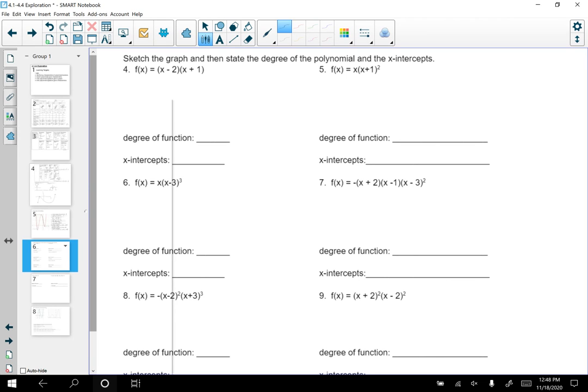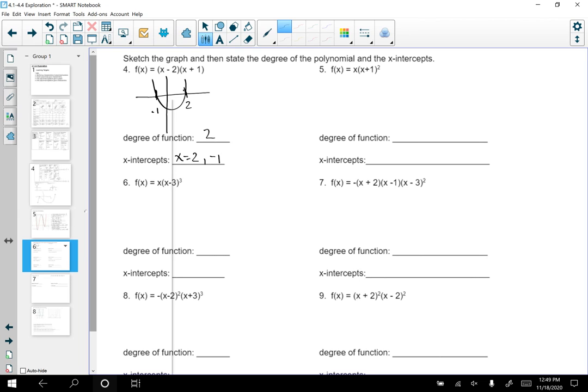Okay, sketch the graph, state the degree. So this I know is second degree, and my x-intercepts are at x equals 2 and -1. So this is just a parabola with intercepts at -2. Oh, I'm sorry, this should be -1 and 2.